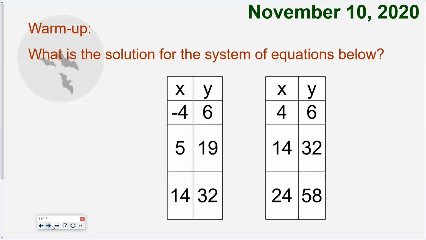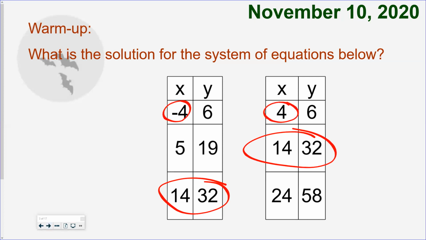All right, hopefully you were looking for a coordinate that was on both tables, that was exactly the same. That coordinate would be 14, 32. While this coordinate here looks close to the same, the 4s are different numbers. So this right here would be considered our solution, 14, 32.